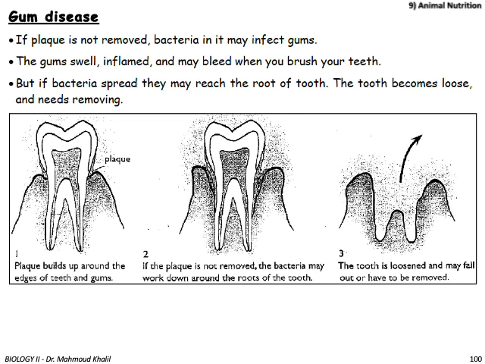As you can see from figure 1, plaque starts forming, then if the plaque is not removed, the inflammation reaches inside the gum, and now the tooth is loosened and may fall out or need to be removed.